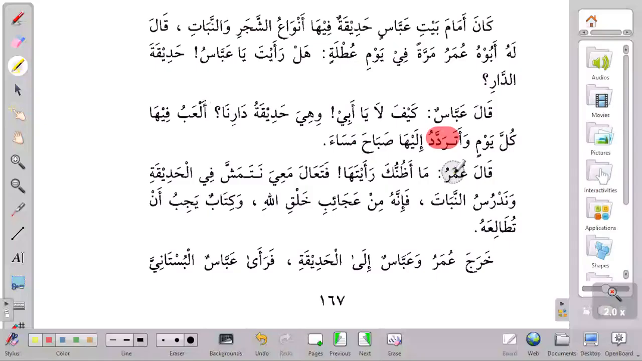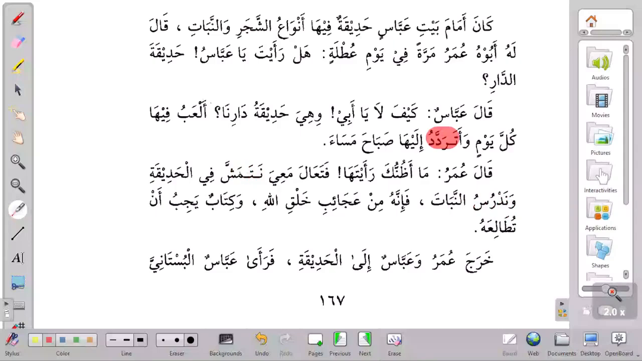Qala Umar: Ma azunnuka ra'aytaha. I don't think you have seen it. He's actually saying that that's not what I mean. What I meant is, let's see what he's coming to say. Fata'ala ma'i natamasha fil hadiqati wa nadrusu nabat.